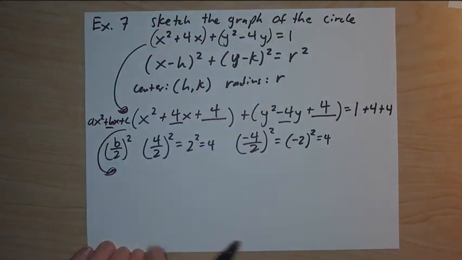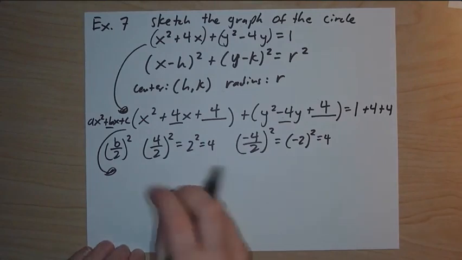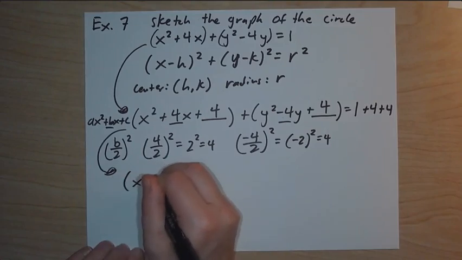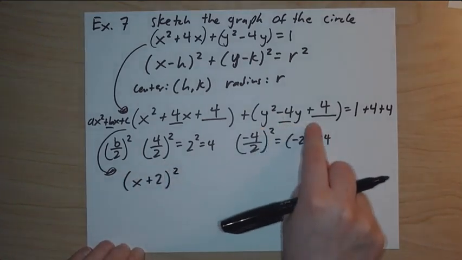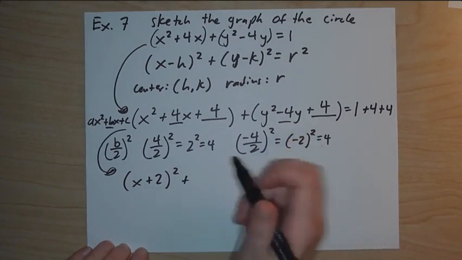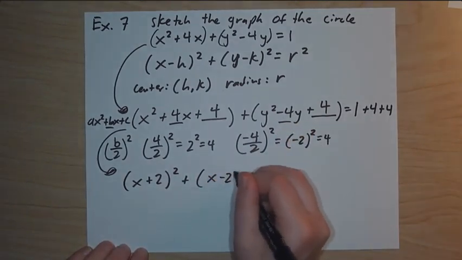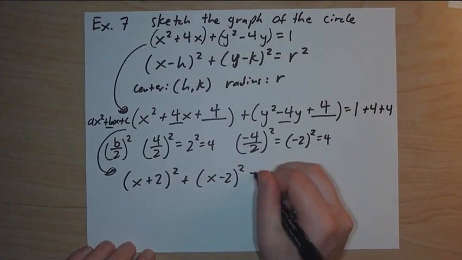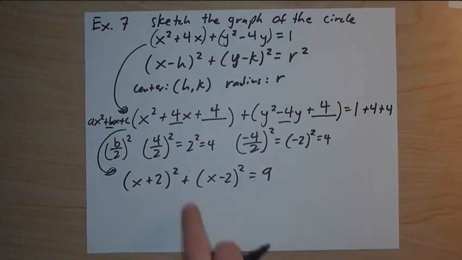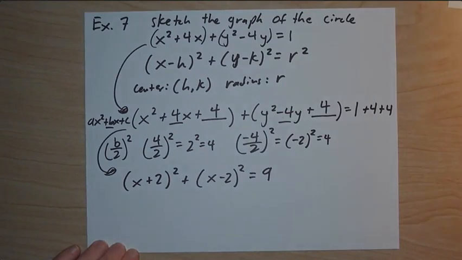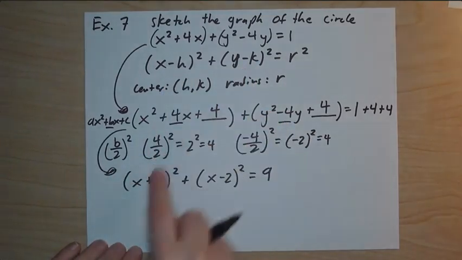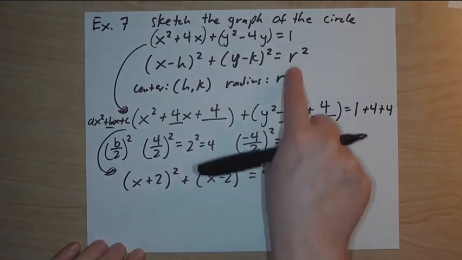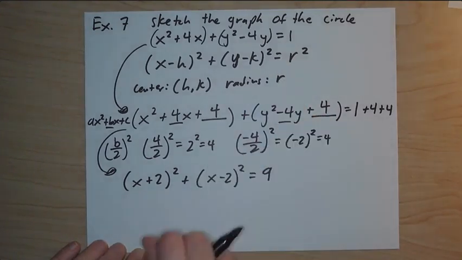So now that we have done that, we are going to factor these two polynomials. x squared plus 4x plus 4 factored is the same thing as (x plus 2) squared, and y squared minus 4y plus 4 is the same thing as (y minus 2) squared. And then adding 1 plus 4 plus 4, this is equal to 9. So we're getting closer to our center radius form. The only thing left to do is to write everything in terms of negatives inside of our parentheses, and for us to rewrite our number here in terms of something squared.